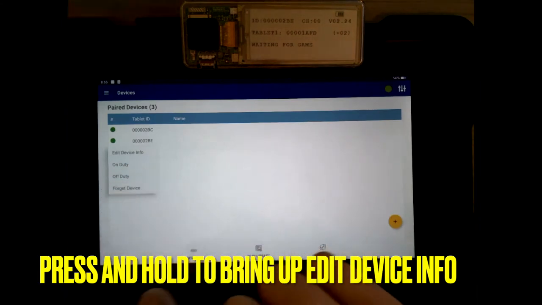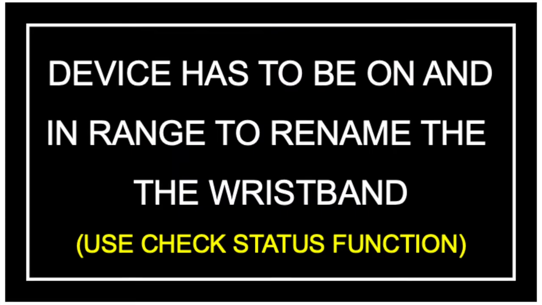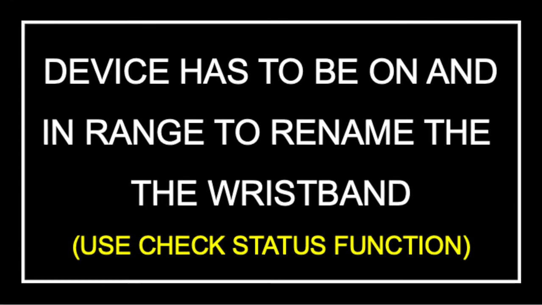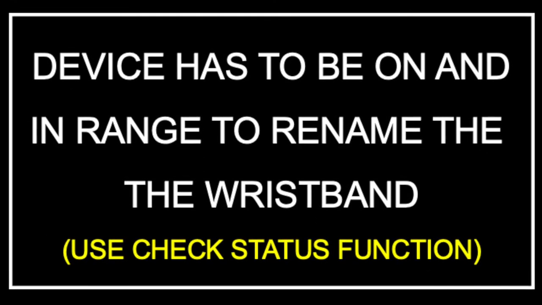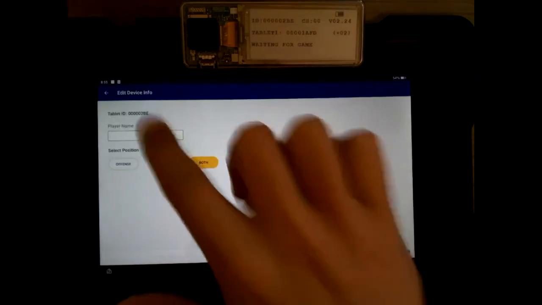Let's talk about editing the device info first. You can rename the device, but it has to be on and in range. Use the check status function to determine whether it is ready. Type in the name of the individual that will be using the wristband. You can hit the check mark or minimize the keyboard.